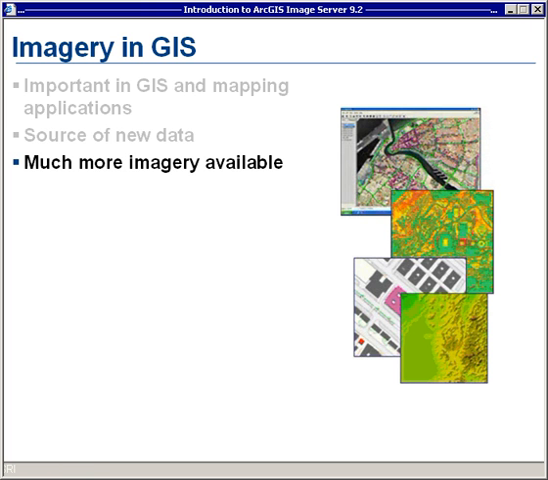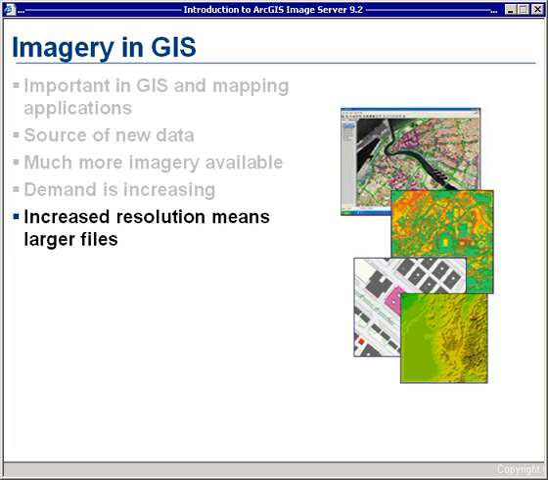Imagery has become increasingly easy to collect, so there's much more imagery available than ever before. Satellites can now collect imagery very quickly over any place on Earth, and aerial survey techniques have been improving as well. Because of this ease of collection and the time value of new images, the demand for imagery is increasing. At the same time, increased resolutions means larger file sizes are involved. Keeping up with this demand is causing lots of problems for imagery providers.